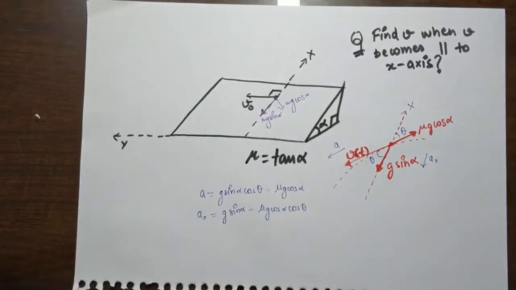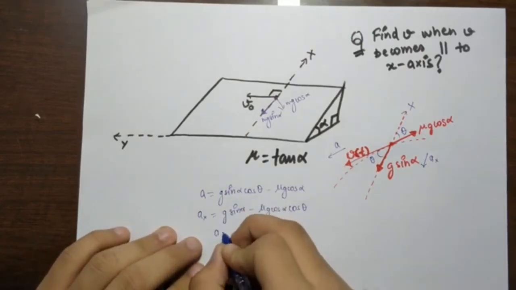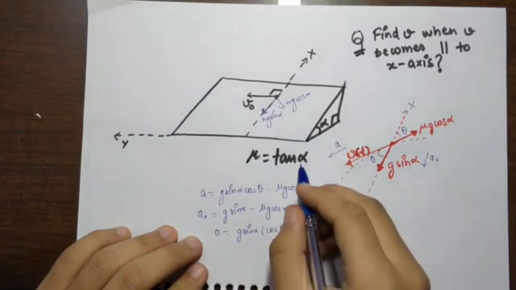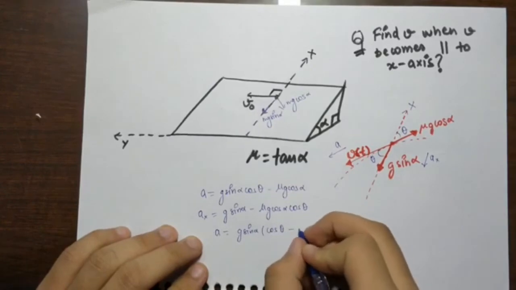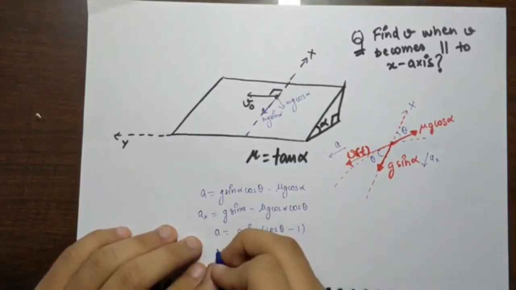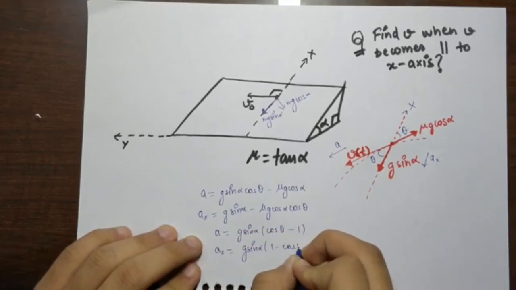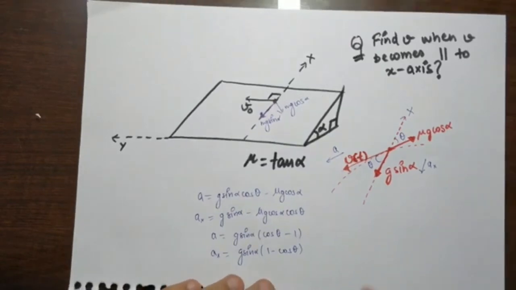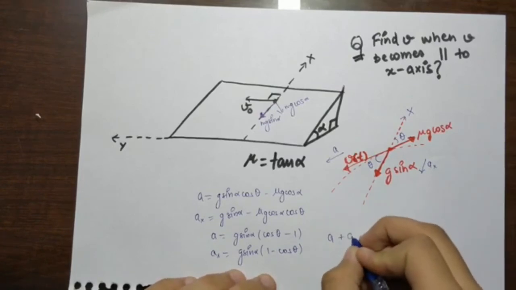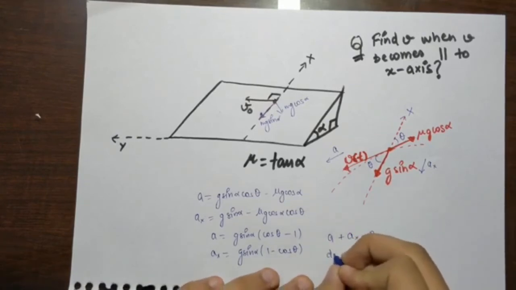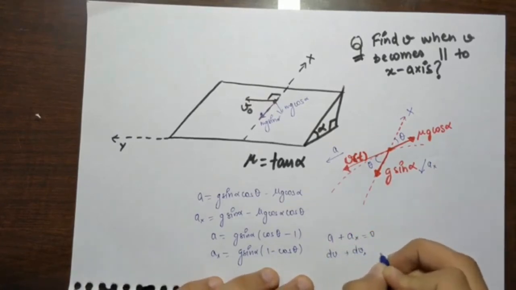And we get an interesting result by solving these two equations. The value of a would be g sine alpha cos theta, and we'll put the value of mu in this equation. It will become 1 when we take g sine alpha common. And ax is equal to g sine alpha times (1 minus cos theta). So here's the interesting fact: a is equal to minus ax, which we can write as a plus ax equal to 0. Now we will start the integration. It will become dv plus dvx equal to 0.